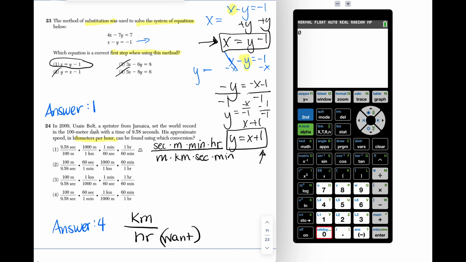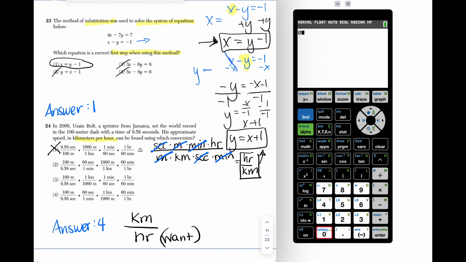Now do you notice which ones would just turn into 1? A meter divided by a meter is like 1, so I can cross that out. A second and a second, if I have one on top and one on the bottom, I can cross those out. And minutes and minutes. So this one would leave me with hours over kilometers. Looks like what I want, but it's reversed, because I want kilometers per hour, not hours per kilometer. That is why I will cross out 1.